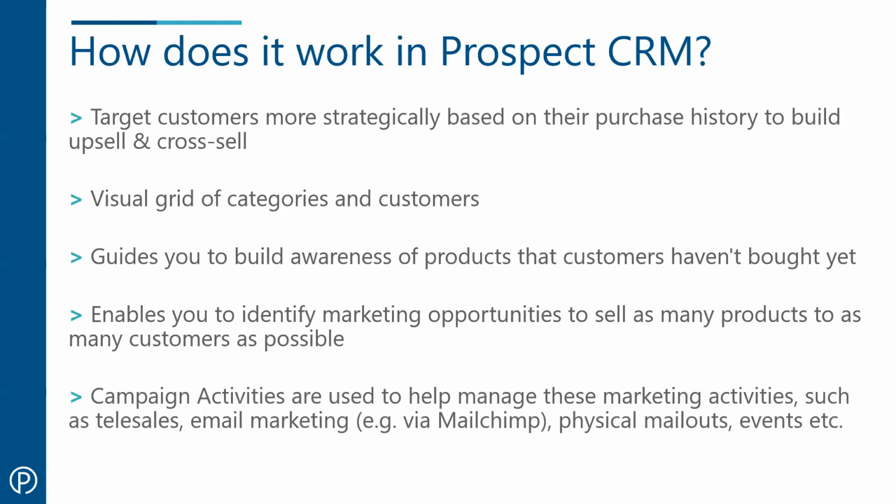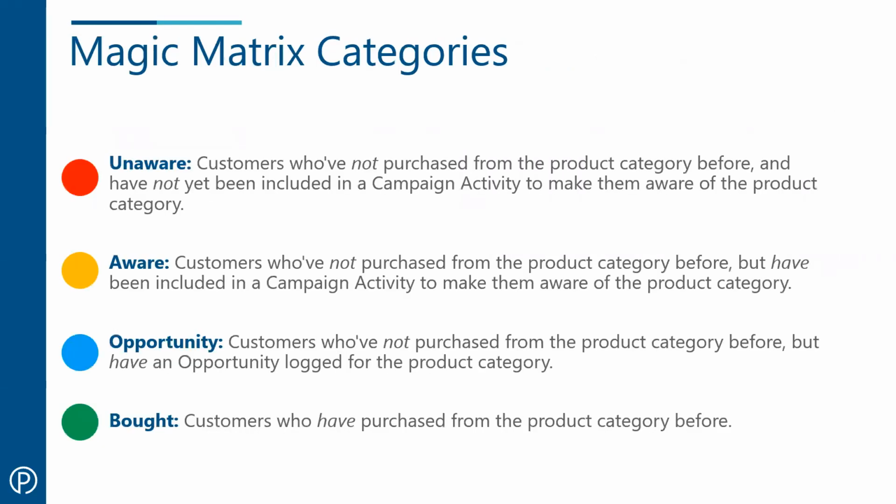Rather than just having a tick or not, we actually have 4 options in terms of what can appear in the matrix. A red dot means that a customer is unaware: they've never purchased, they've not been included in any kind of marketing campaign activity to make them aware of the product, and a salesperson has not spoken to them and marked that they're aware. So as far as the CRM is concerned, they are unaware that we sell that product category at all, and they've never bought it. Our intention is to try and move them on to being aware.